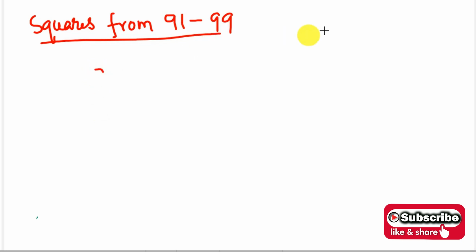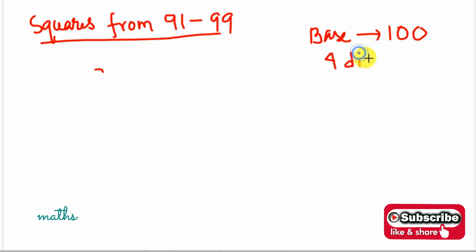Welcome. Today we are going to calculate the squares from 91 to 99. As we all know, these numbers are nearby 100, so we will say that the base is 100. And one more thing, the squares from 91 to 99 will give a 4-digit number, so we have to keep that in mind while calculating.